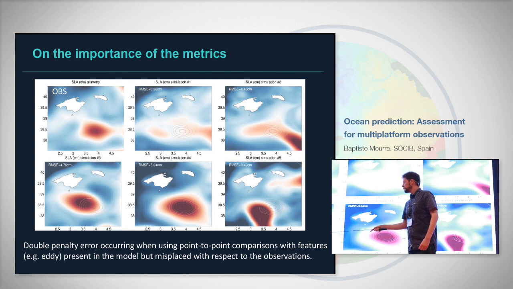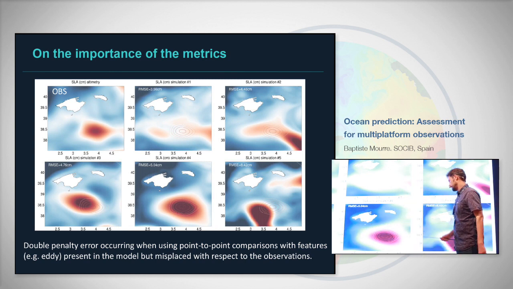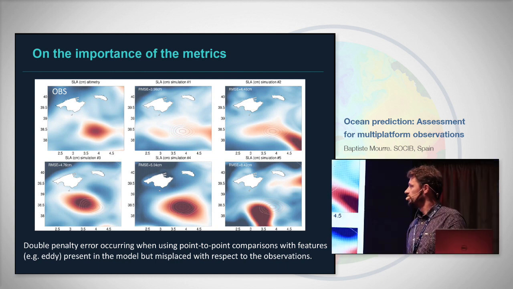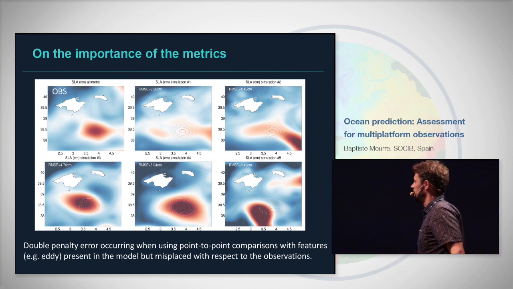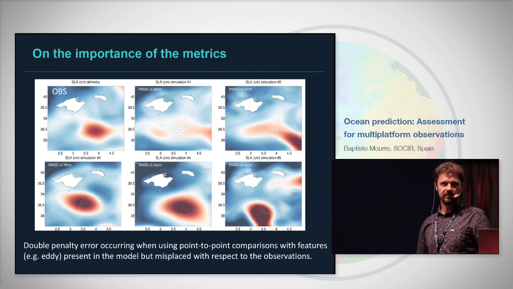You don't simulate the observed eddy, and outside of it you simulate an eddy that isn't observed, so it's a double penalty. If you're interested in having an eddy close to the observed eddy, you may want to define another metric. And this is the exercise I did here.